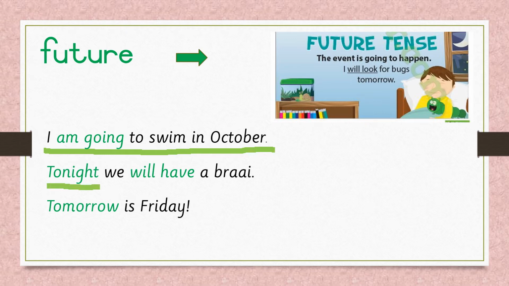Tonight, we will have a braai. We will have it tonight. So not right now, tonight, in the future. And lastly, tomorrow is Friday. So tomorrow is our key word telling us future tense.